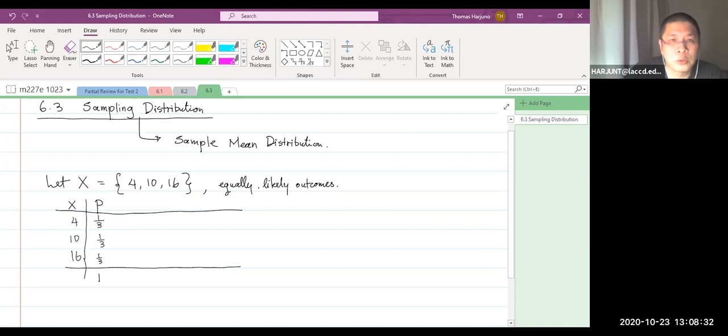Now let's compute the mean and variance of this distribution. We are interested in finding the mean of this random variable and the variance of this random variable. We'll first do the first column, x times P(x). 4 times 1/3 is 4/3. This is 10/3. This is 16/3. The sum is 30/3, which is 10.